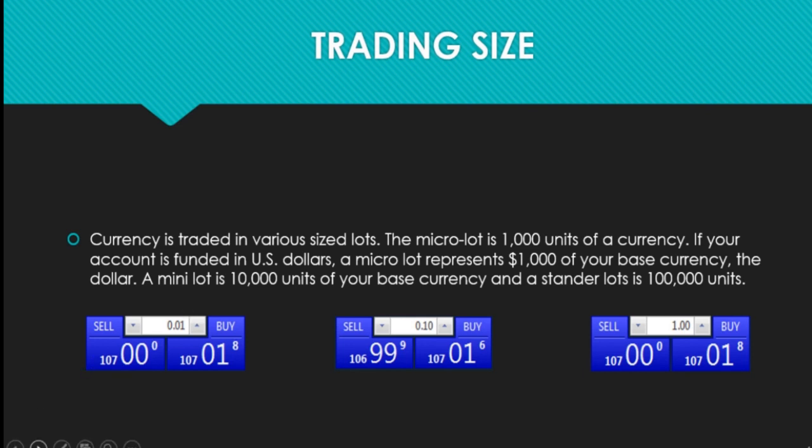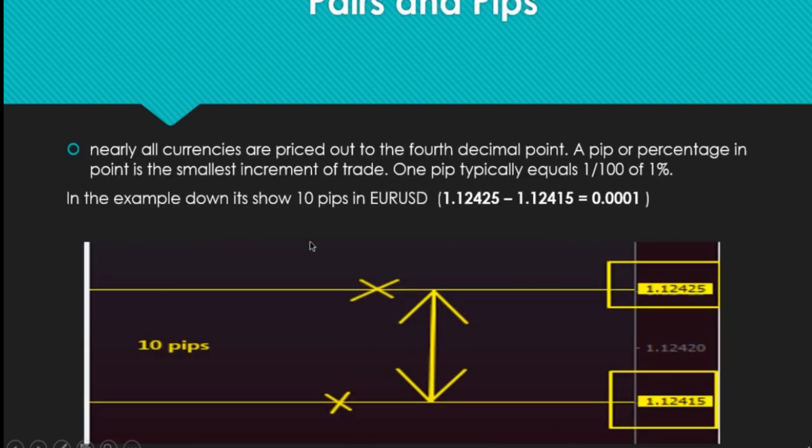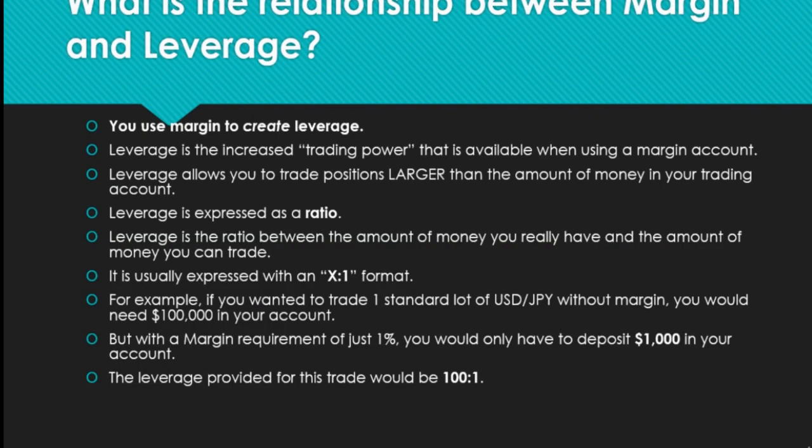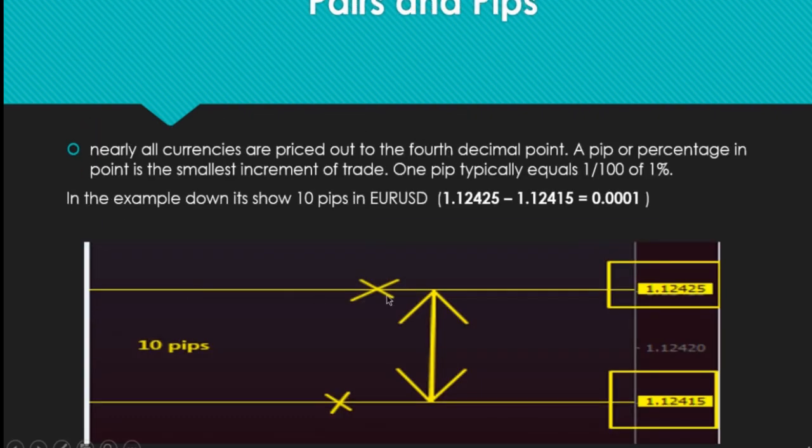So let's move on. Here, the pip, how to calculate the pip. Nearly all currencies are priced out to 4 decimal points. I think everyone here knows what 4 decimal points means. A pip, or percentage in point, is the smallest increment of trade. 1 pip typically equals 1 divided by 100 of 1%. In the example, it shows 10 pips in the Euro USD.